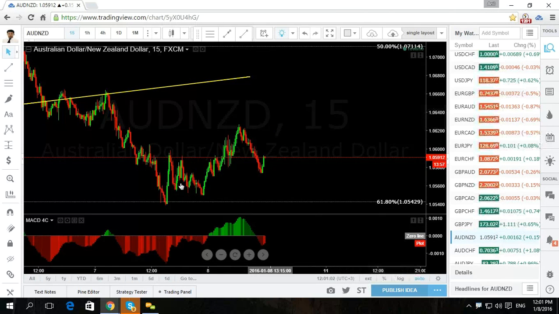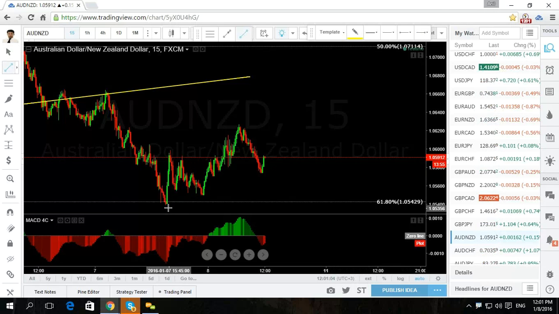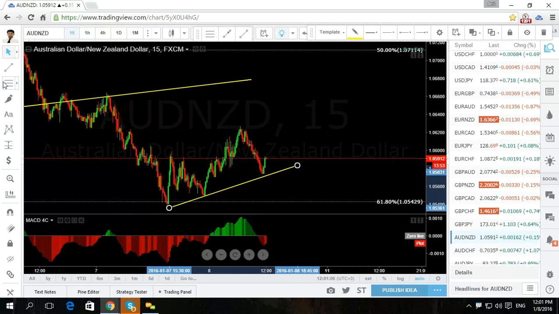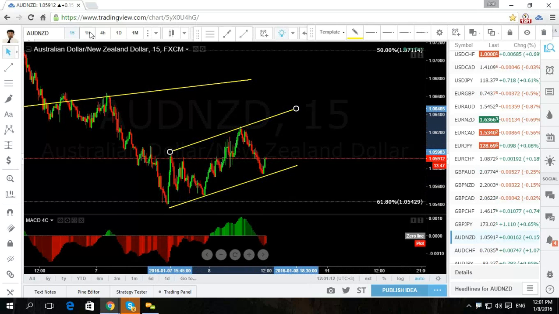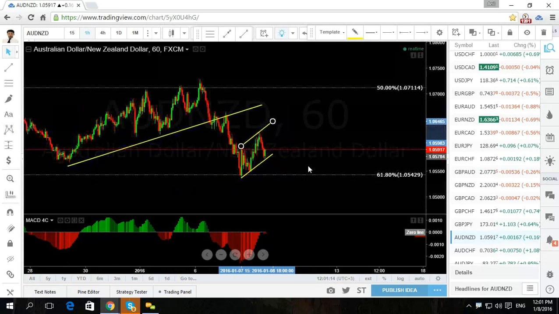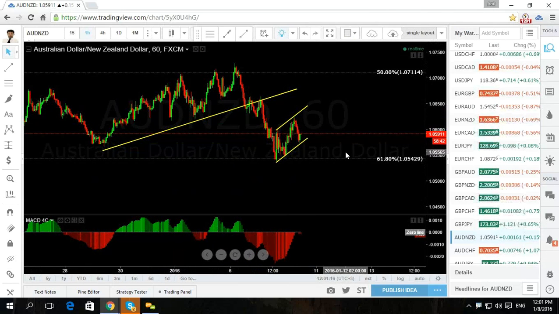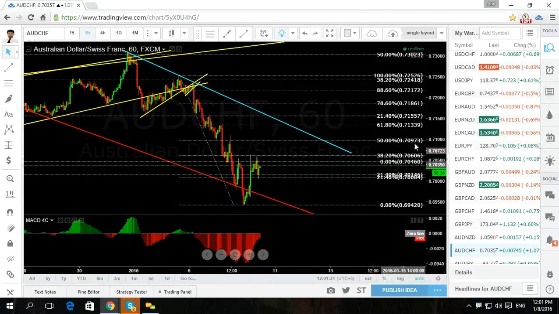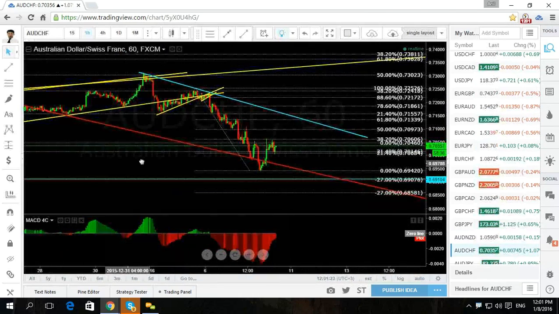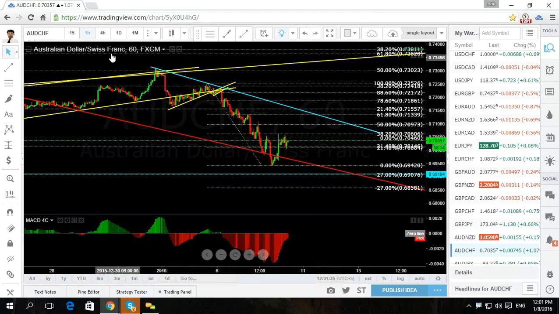Aussie New Zealand. Okay, we're getting a nice setup for a sell. Finally, something is happening here. You're getting a sell setup, right? So if this breaks, you can sell it. You can see that if it breaks, you can sell it. That's a good trade. Aussie Chief. A lot of you got this one well. We're getting a pullback now, so let's look at it.